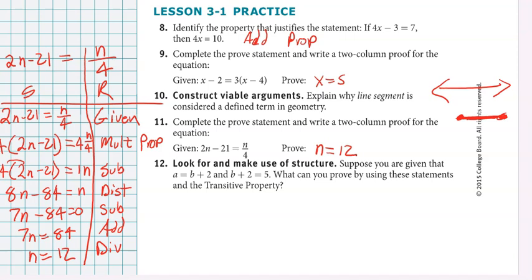and I put all my statements and reasons on there. Number 12, suppose that you were given a equals b plus 2 and b plus 2 equals 5. What can you prove by using these statements and the transitive property? Looks like right there, you could prove that a equals 5 using the transitive property. If they both equal b plus 2, then they have to be equal to each other using the transitive property.